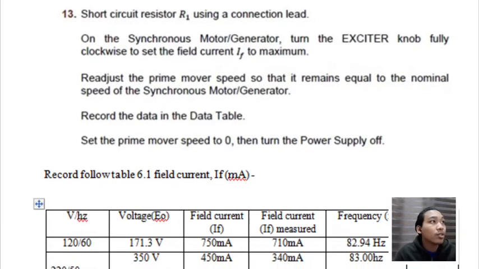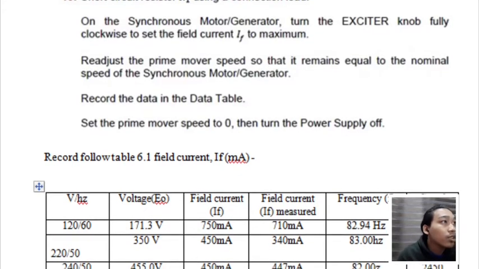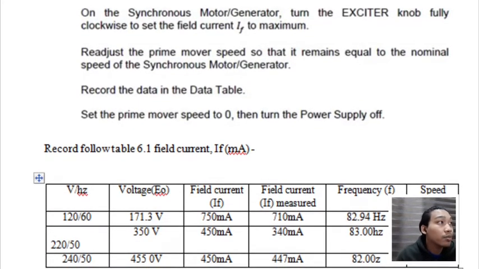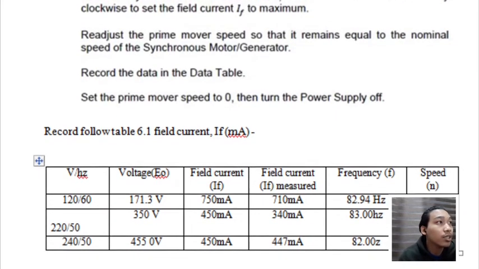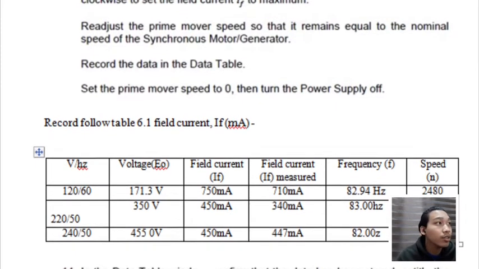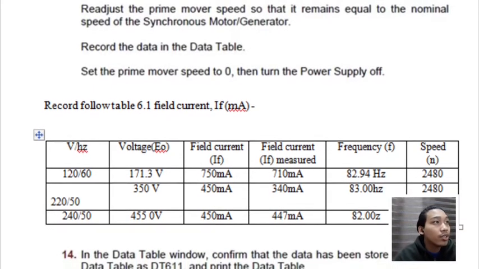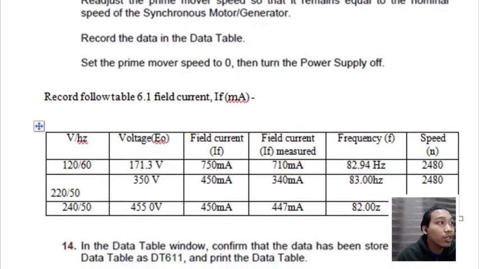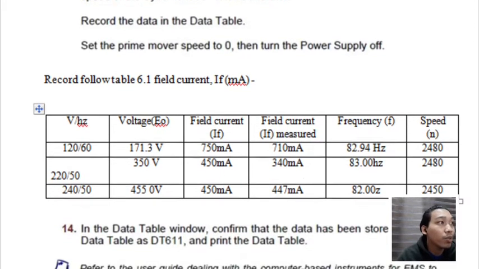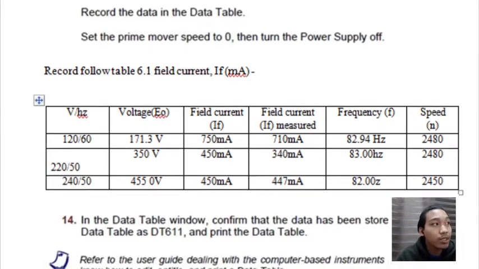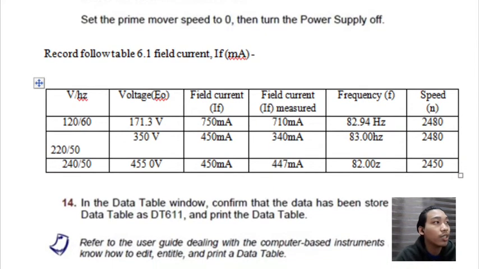So we must fill in the whole table. In the data table window, confirm that the data has been stored, title the data table as DT611 and print the data table. Then step 15, record the frequency of the voltage produced by the synchronous generator in the following blank space. This frequency is indicated in the frequency column of the data table.